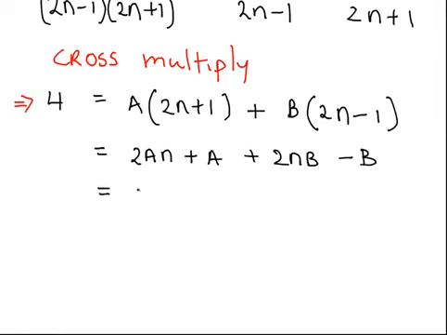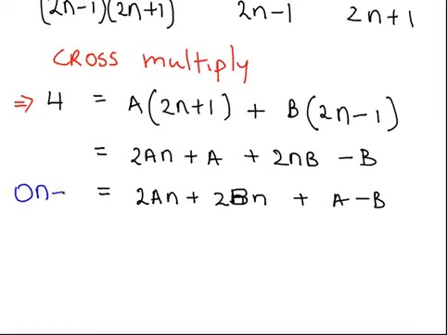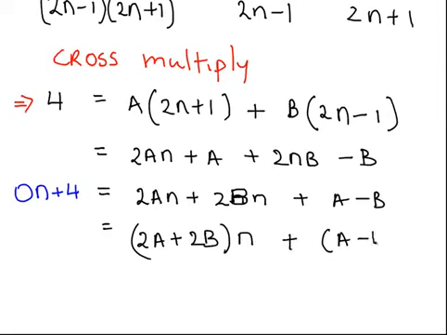Let's restructure that as 2an plus 2bn, plus a minus b. Now what we have on the other side is 4, but we could write that as 0n plus 4 just to provide a bit of clarity. So I'm going to rewrite the right hand side one more time: 2a plus 2b times n plus a minus b.